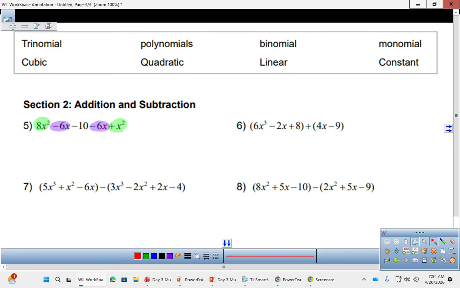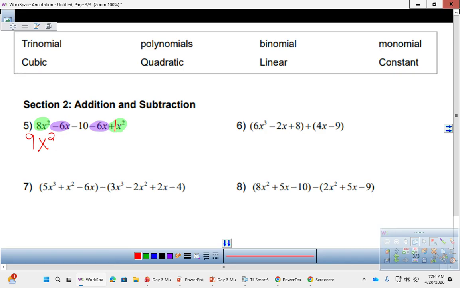So when I combine like terms, I keep the variable and the exponent the same. The x squared part stays the same. And I add the numbers in front. So I would be doing 8 plus 1. So that's going to be a 9x squared. We okay with that? What would I get when I combine my purple terms? That one's tricky. I often have kids want to tell me that's 0. It's not 0.